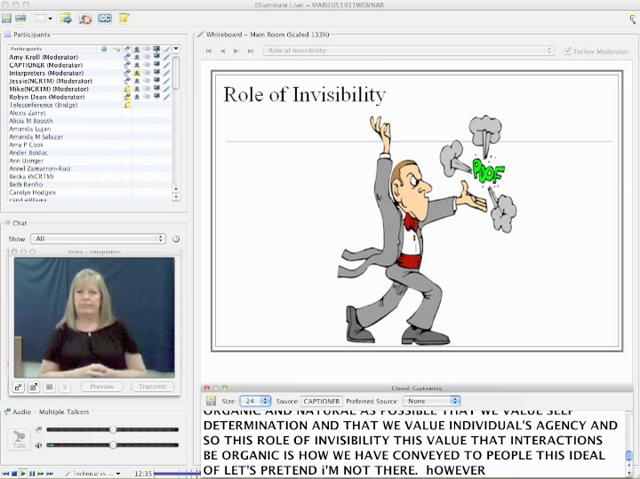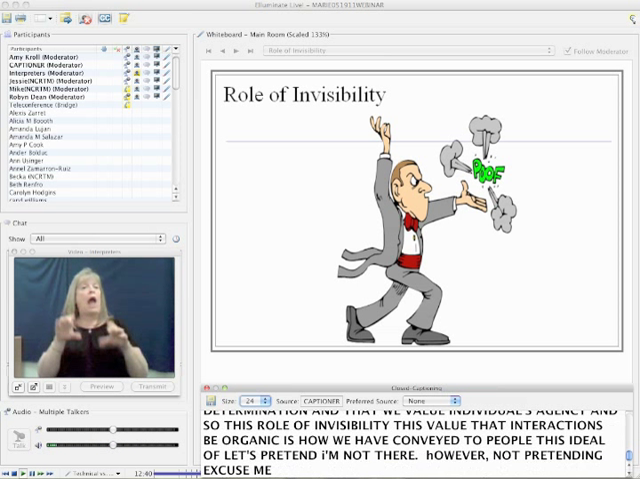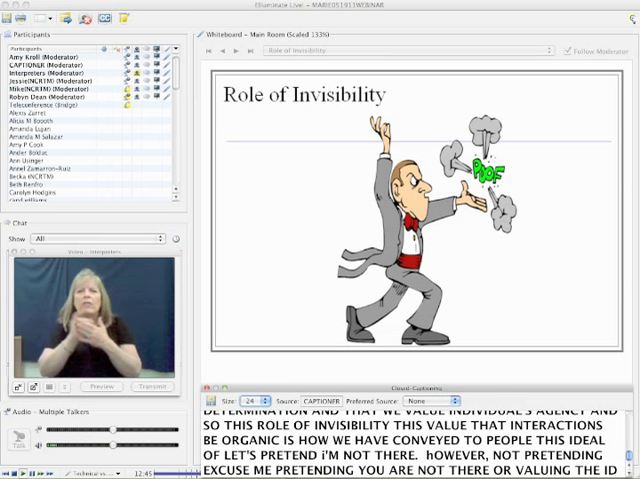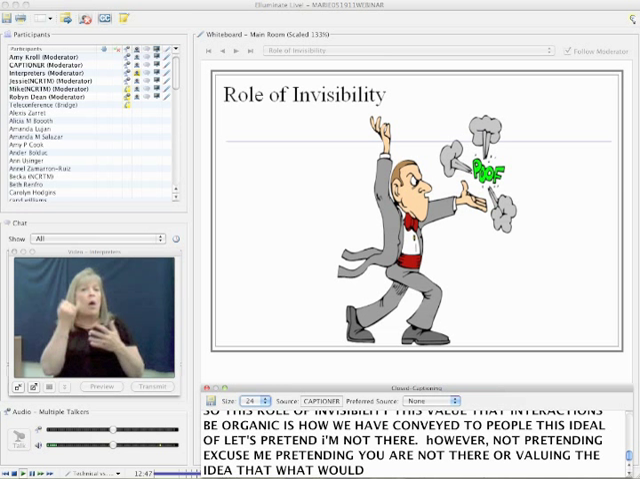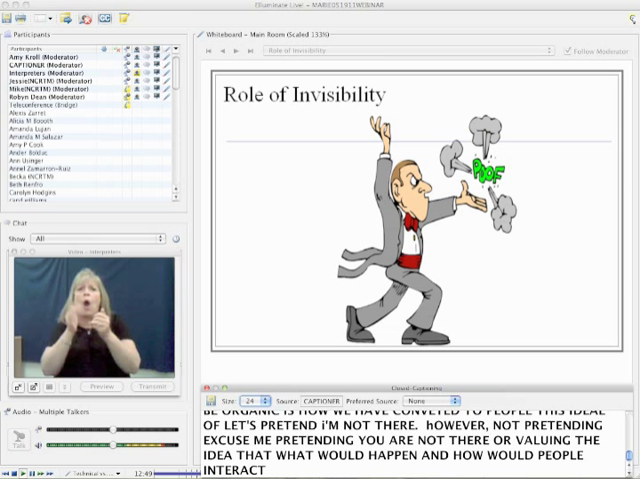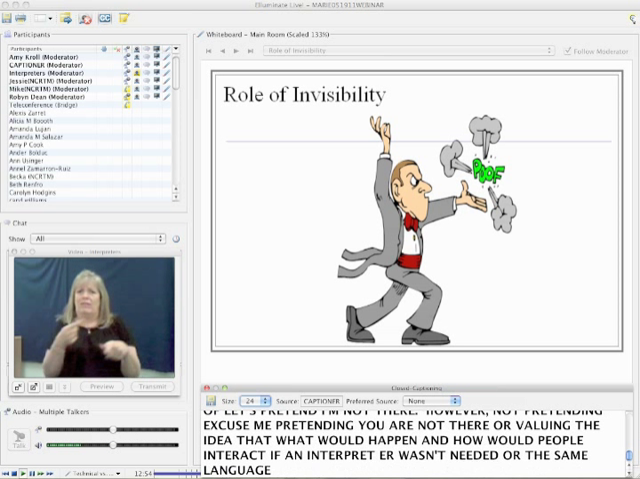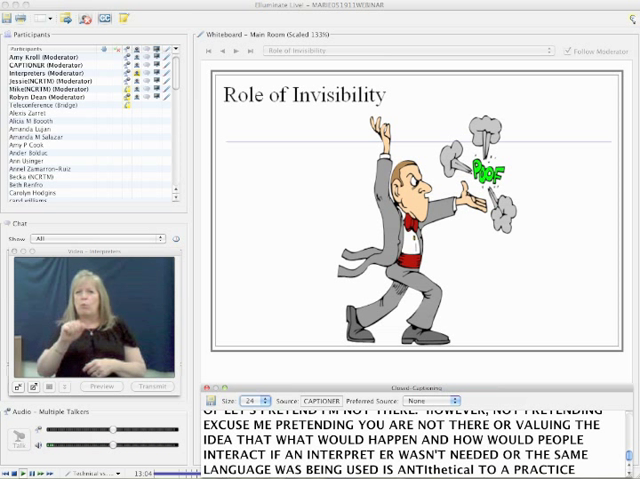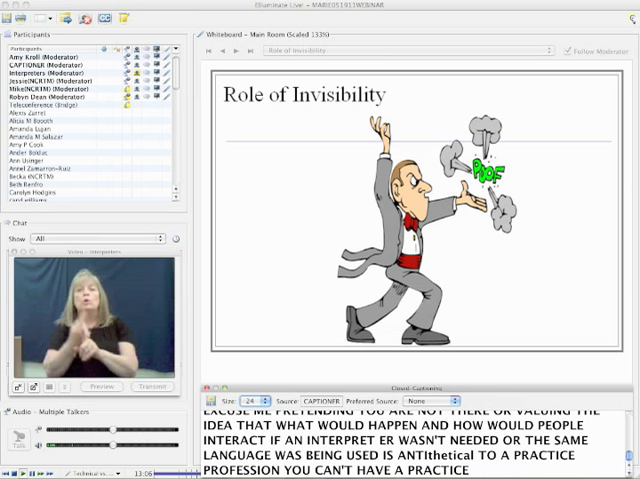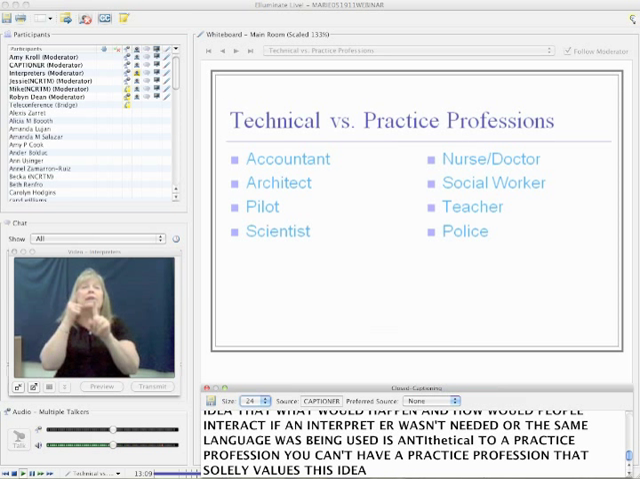However, pretending you're not there, or valuing the idea of what would happen and how would people interact if an interpreter wasn't needed or the same language was being used, is antithetical to a practice profession. You can't have a practice profession that solely values this ideal of invisibility. What do I mean by a practice profession?